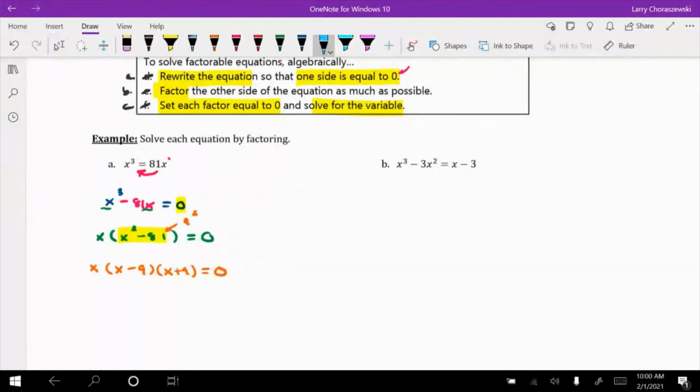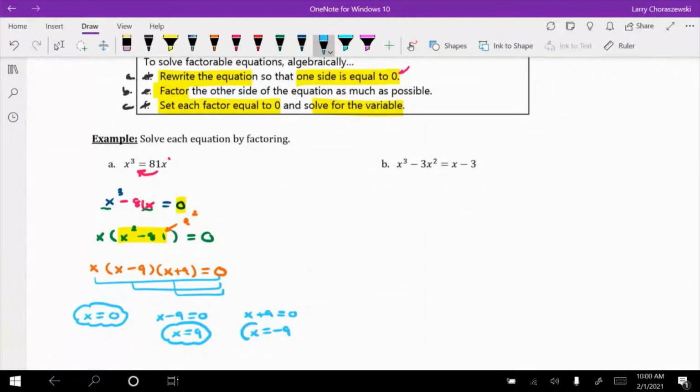And that takes us to step C, where we're going to set each factor equal to 0, including the x that was our very first GCF. When you set x equal to 0, you do get one of your answers immediately. You do have to set x minus 9 equal to 0, which will give us a second answer of positive 9, and then x plus 9 equals 0, which will give us an answer of x equals negative 9.